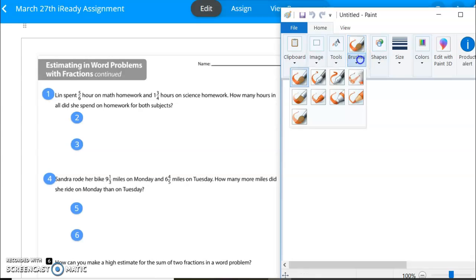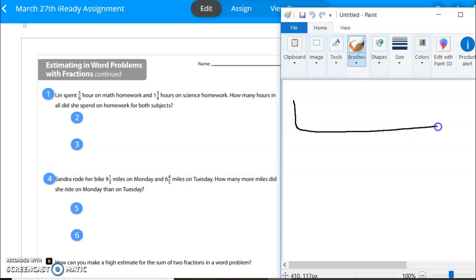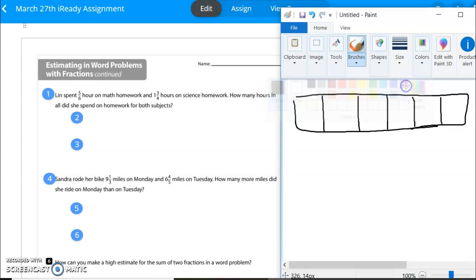Well, the first thing I'm going to do is draw my box that represents a whole hour. And I am dividing this box into 6 because I'm working with 5/6. 6 is my denominator. 1, 2, 3, 4, 5. How long did she work on it? For 5 of the 6 parts.